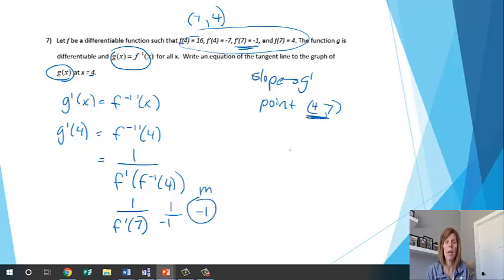We also have a point. So all I need to do is just plug stuff in. I'm going to get y minus y1 equals m times x minus x1, and then I am 100% done with that.